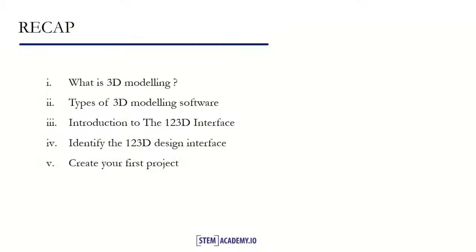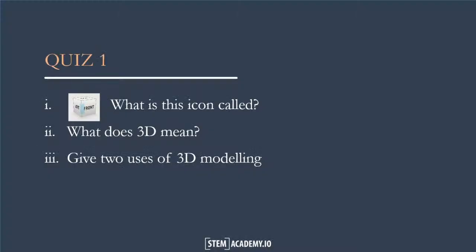To wrap up this lesson, let's take a quick recap of everything we've looked at. The first thing is, what is 3D modeling? We looked at the fact that 3D modeling is the process of creating a digital model of any parts of a surface or an object. And we looked at the fact that 3D signifies three-dimensional. We looked at examples of 3D modeling software. We also introduced ourselves to the 123D interface.